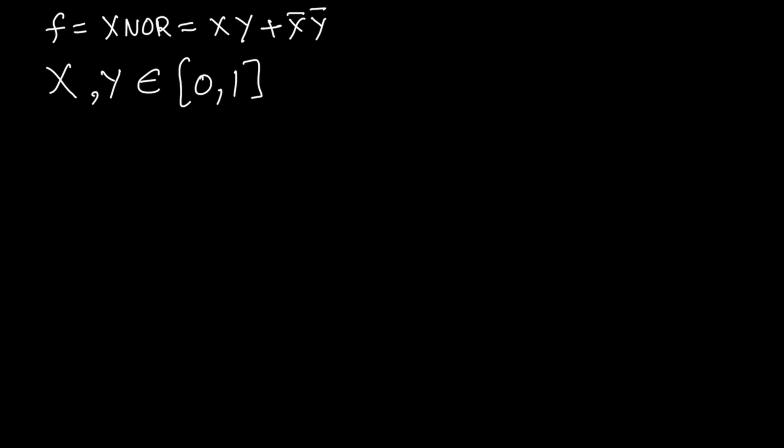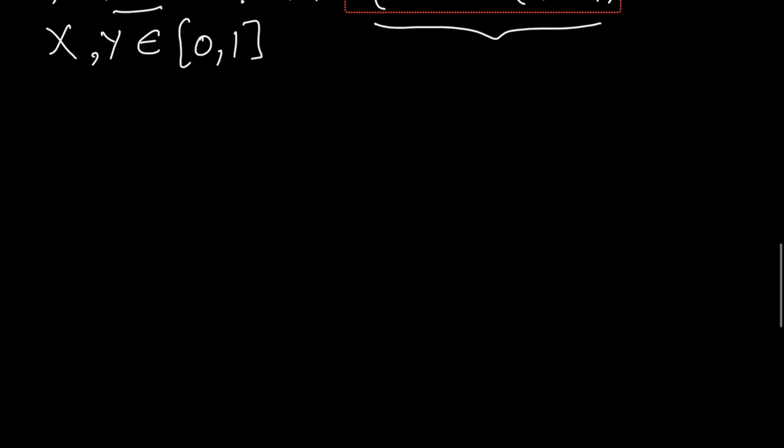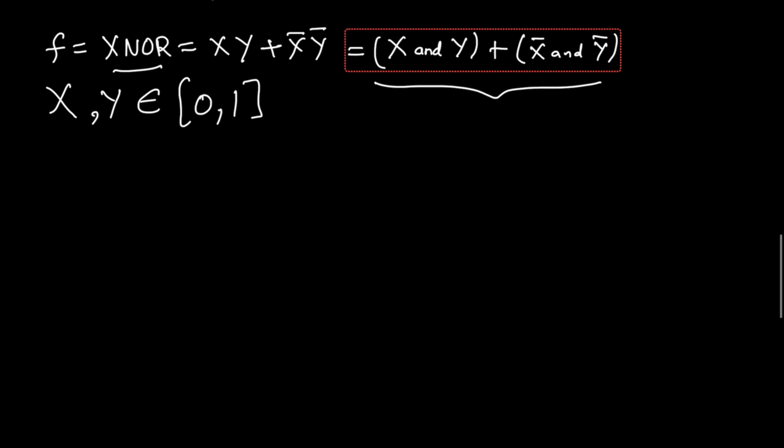Let's see how it works. We have xy plus x complement y complement. It's nothing but x AND y, plus x naught AND y naught. It's basic simple mathematics, I hope you have already seen this. So if I need to design XNOR, I need to design this function. Let's first of all design x AND y.